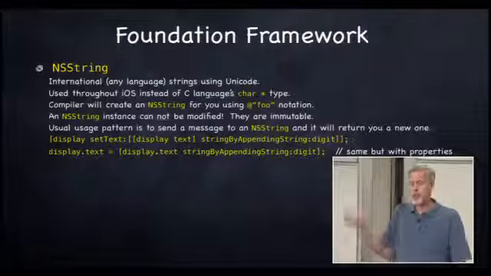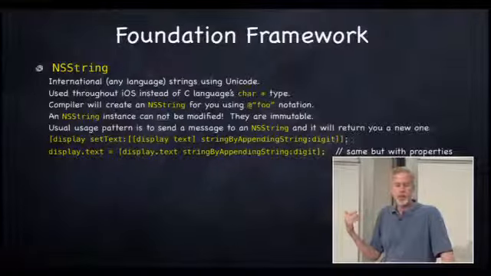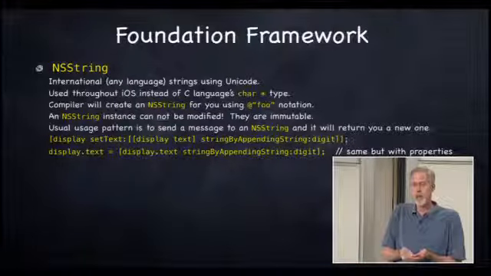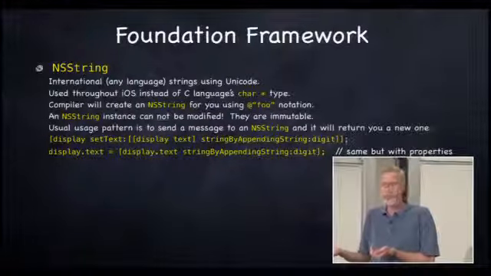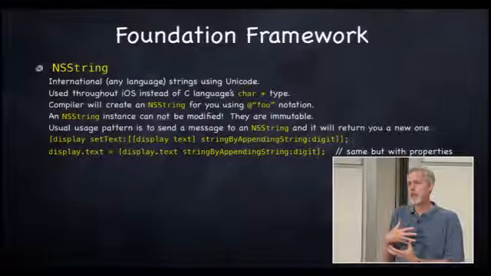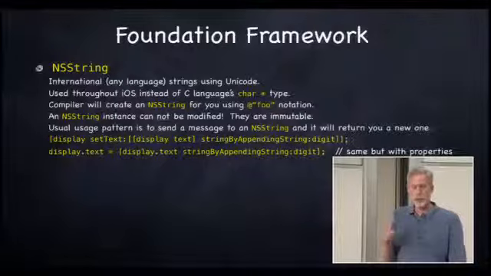To use dot notation, it looks like this. Okay? So we see how we're taking the existing string that is displayText, sending it a message to modify it, but we're not really modifying it. We're creating a new string. Okay? So everyone got that?